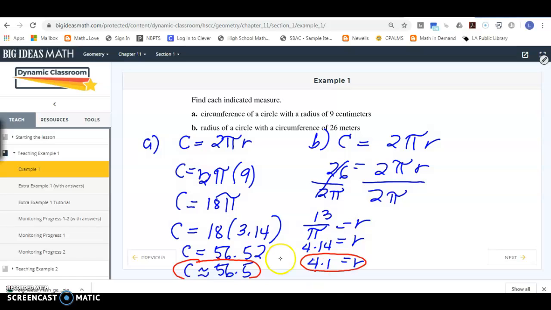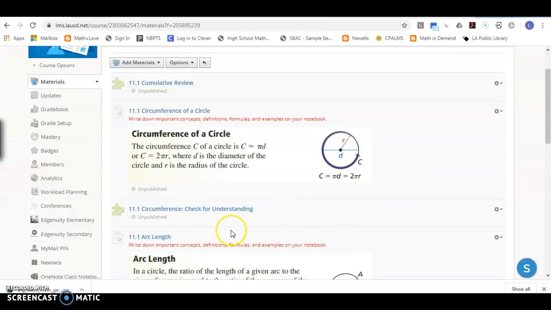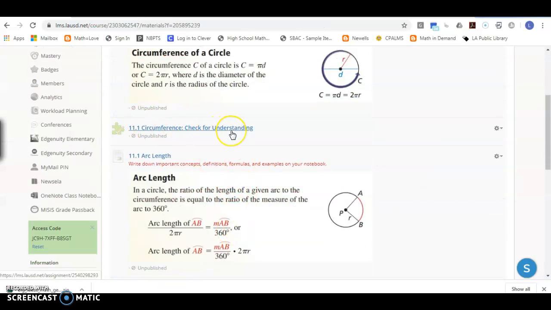So go ahead and go back to Schoology. In Schoology, you have a check for understanding on how to find the circumference. All right, go ahead and work on that.